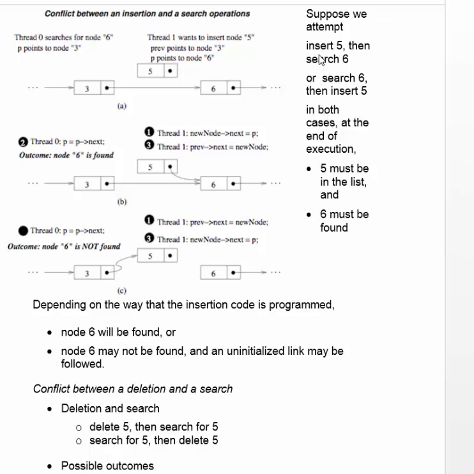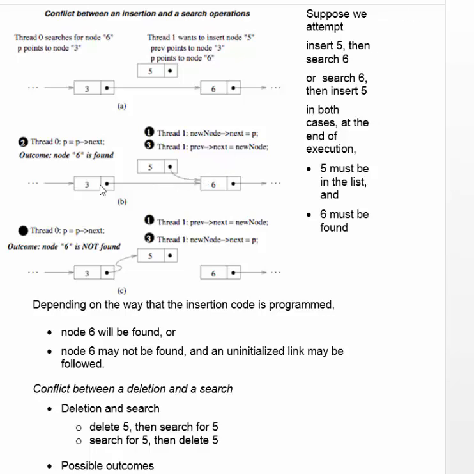Here we're trying to insert node 5 and then look for node 6. So we could either insert node 5 and look for node 6, or look for node 6 and insert 5. Doesn't matter which operation gets started first. In both of the cases, at the end of the execution, node 5 must be on the list, and node 6 must also be on the list because it's going to be found there.